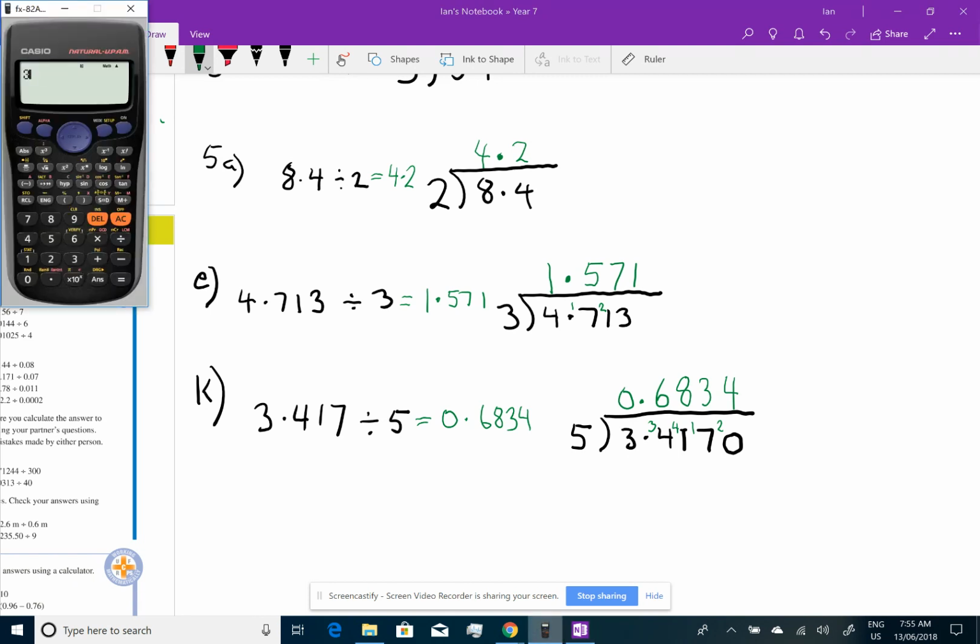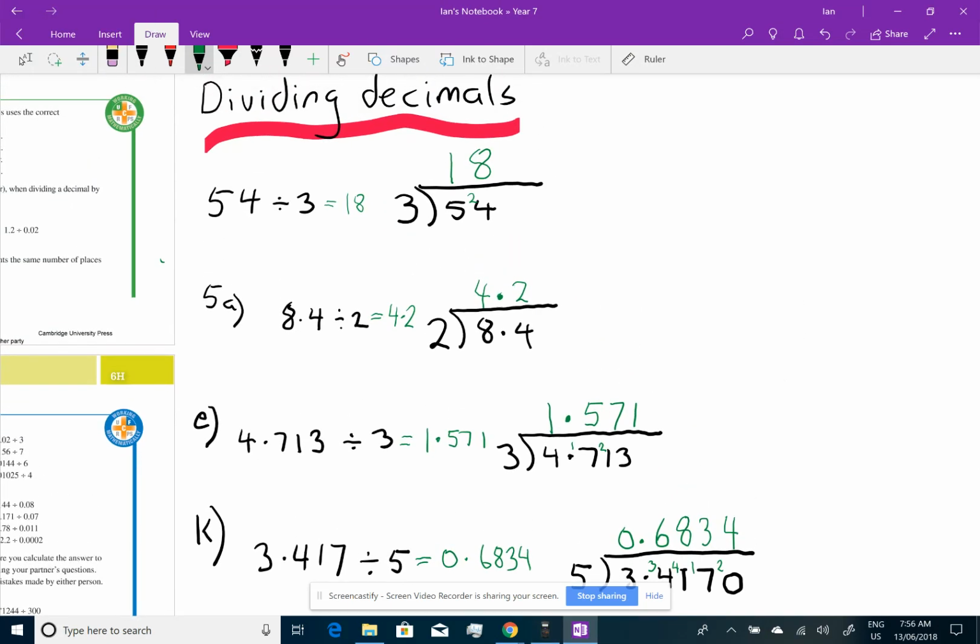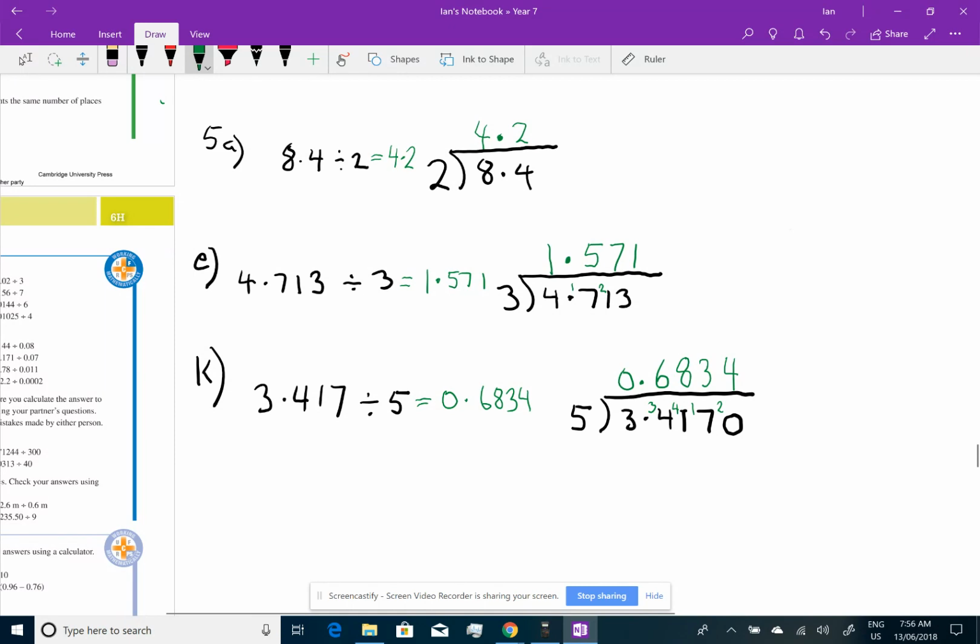And I've shown all my working, but I'm going to check. 3.417 divided by 5. And my answer is correct. Brilliant. So that's dividing by whole numbers, even if it's a decimal.